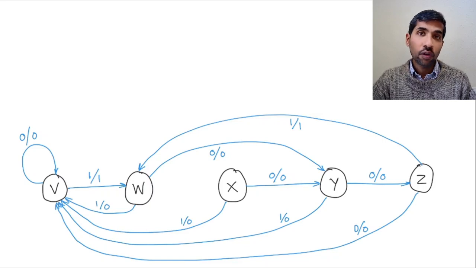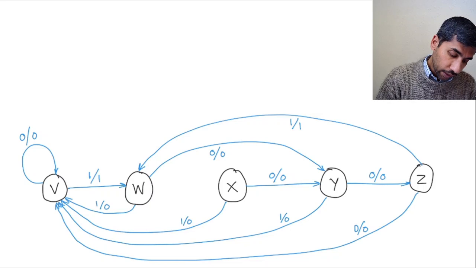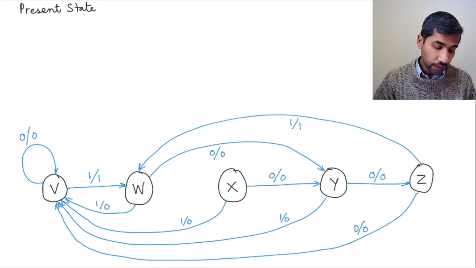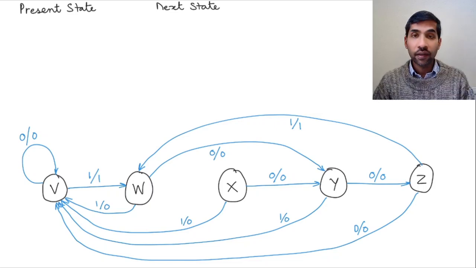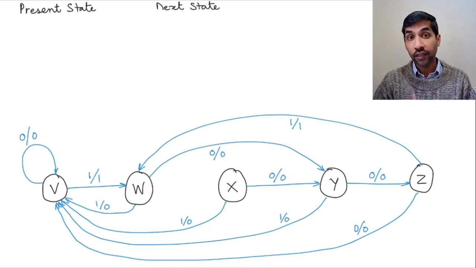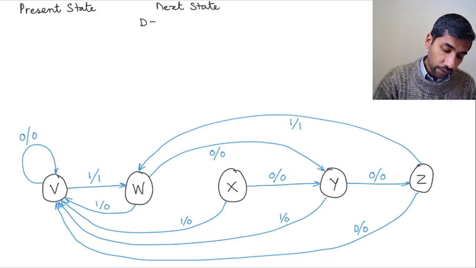So we want to draw a state table for this particular state diagram. Okay. Now, what does the state table consist of? A state table consists of the present state, right? And then it has the next state, but this next state is going to depend on what the input is, right? The input can take values 0 and 1. So we'll say d equal to 0 and d equal to 1.